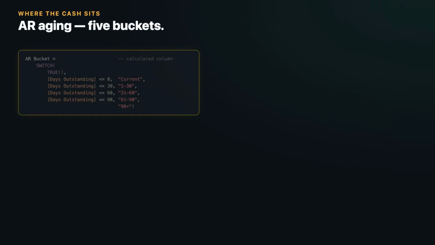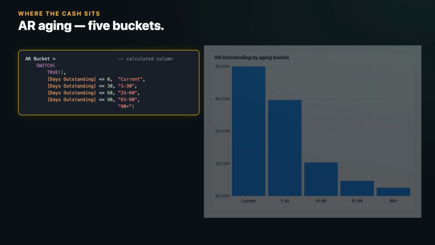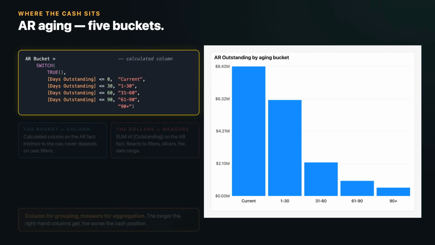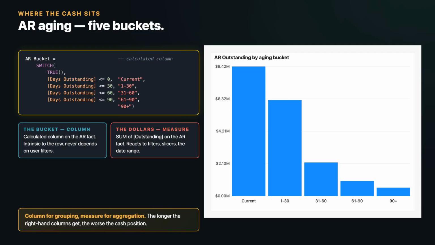Accounts receivable aging. Outstanding balance bucketed into 0 to 30 days, 31 to 60, 61 to 90, and 90 days plus. The bucket label is a calculated column on the AR fact, not a measure. Each row's age in days, run through a switch expression, lands in one of the 5 buckets. Calculated column because the bucket is intrinsic to the row and you'll filter and group by it constantly.